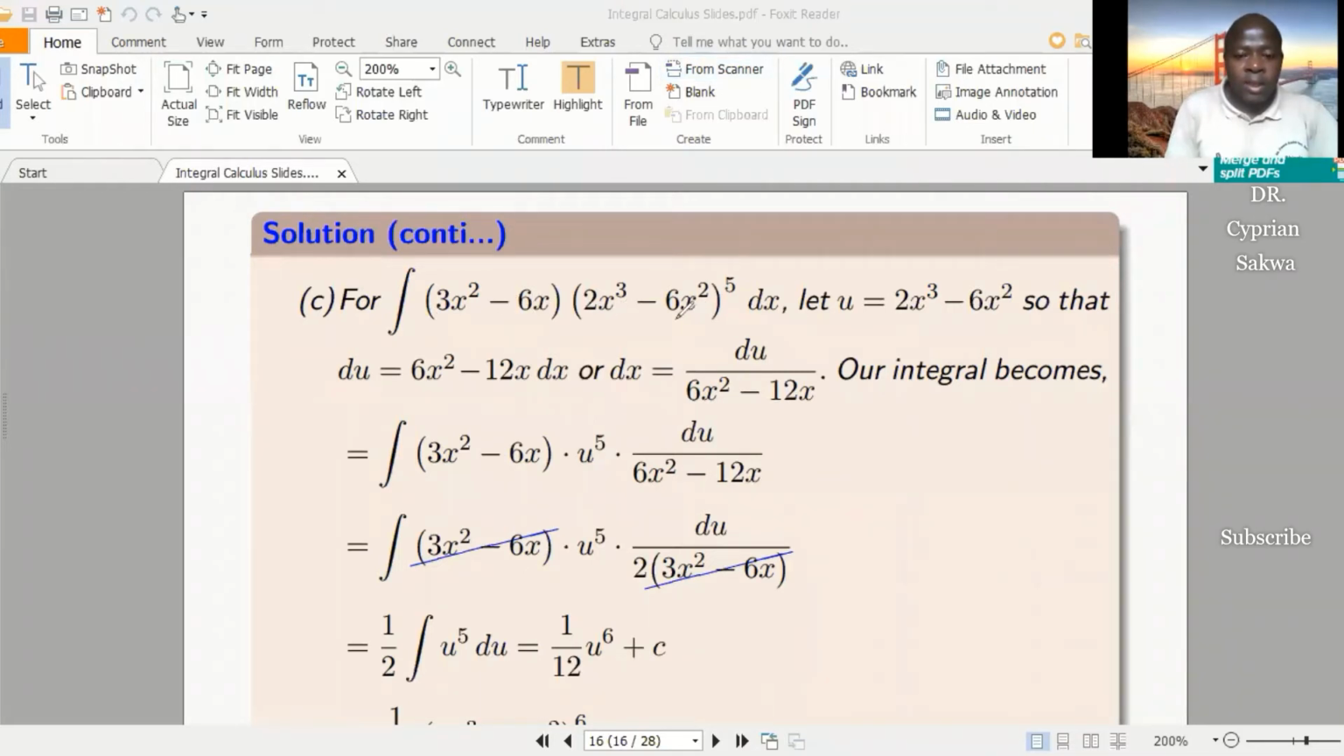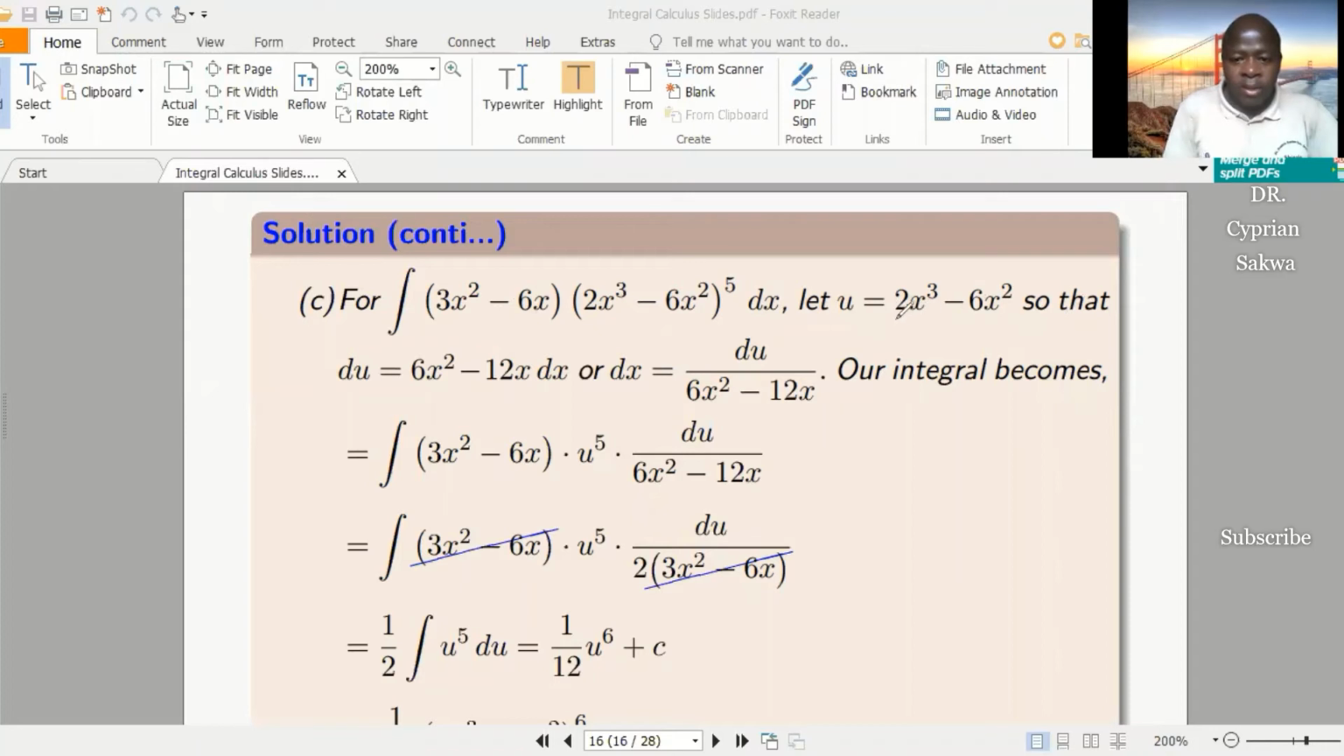And what I'm saying again is that this one is bigger than this. This one is bigger than this. So I let u be this. I let u be the one. I let u be equal to 2x cubed minus 6x squared. So let u be that and differentiate on both sides.